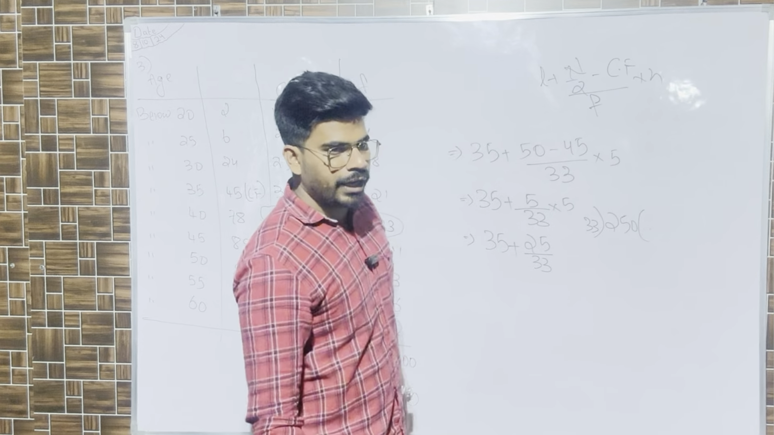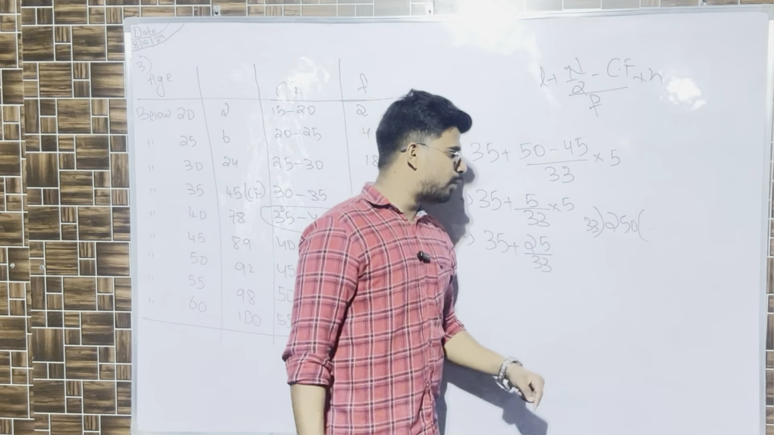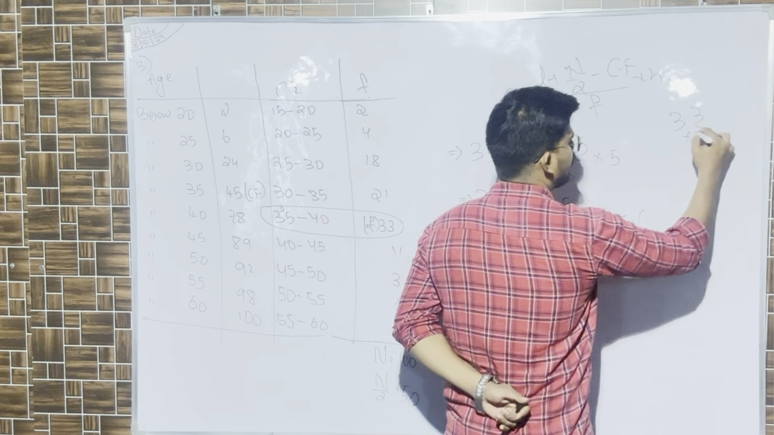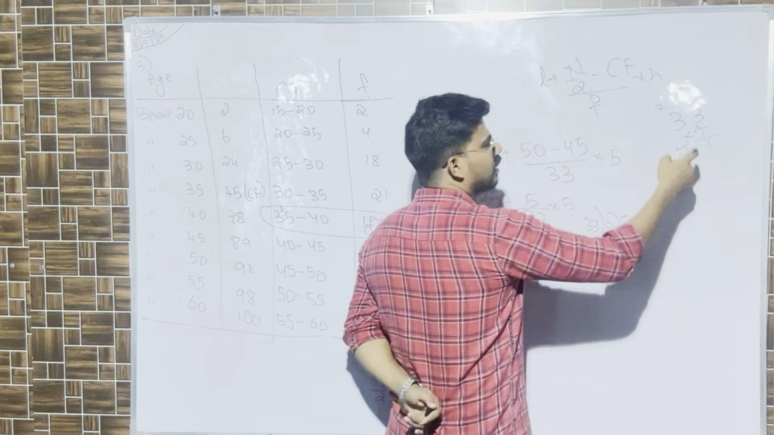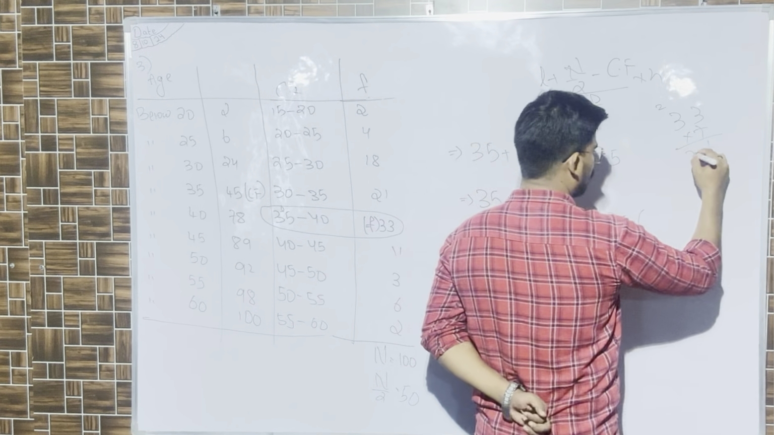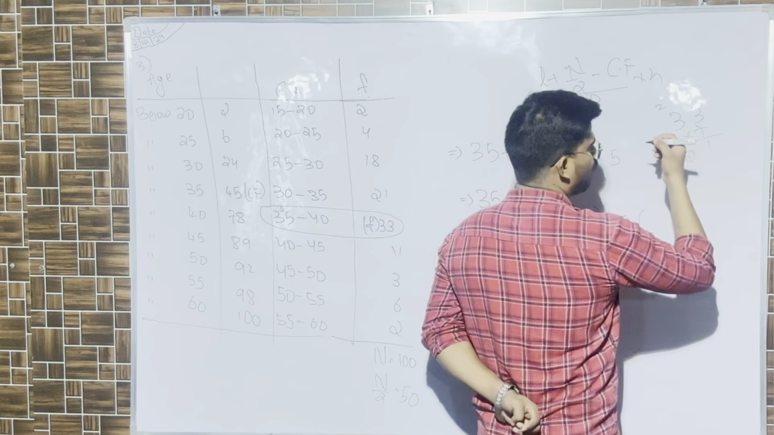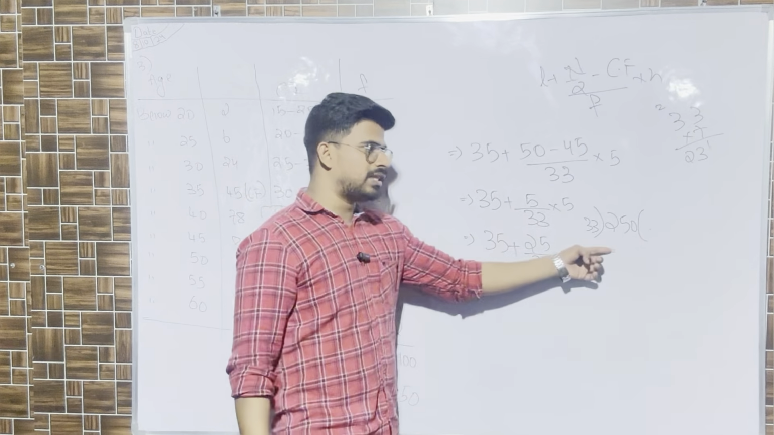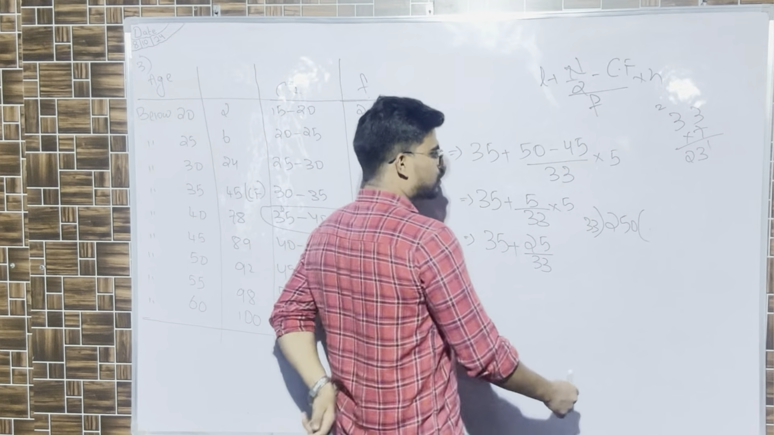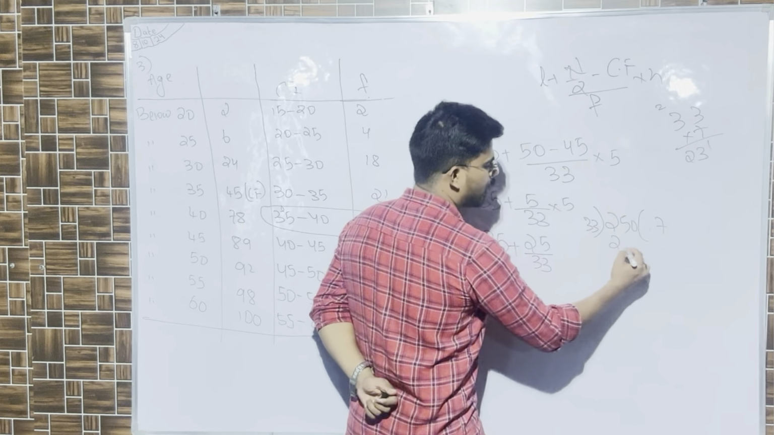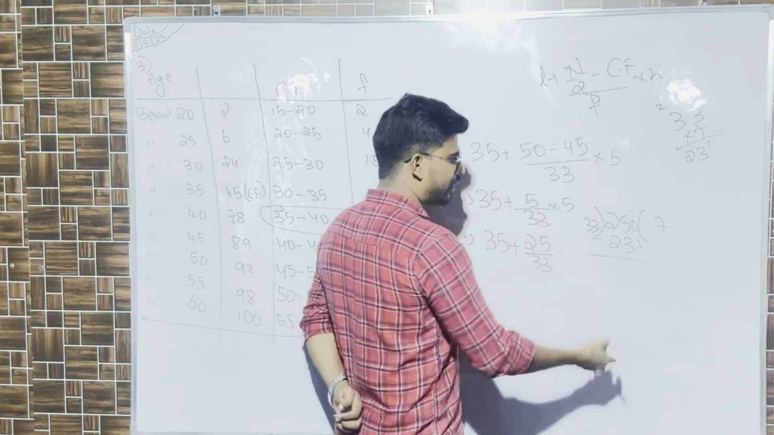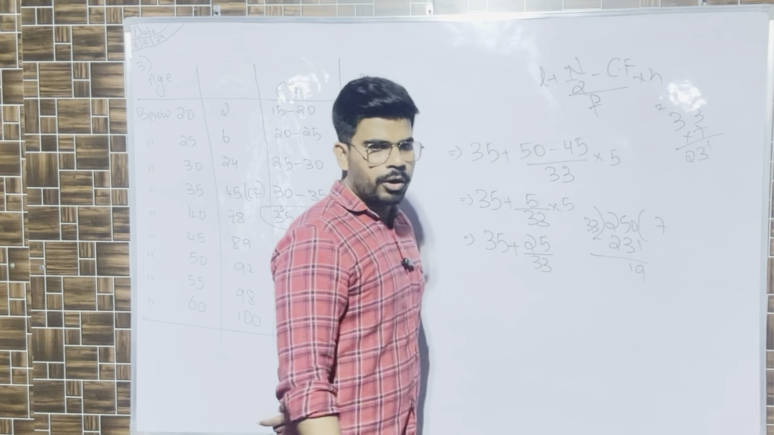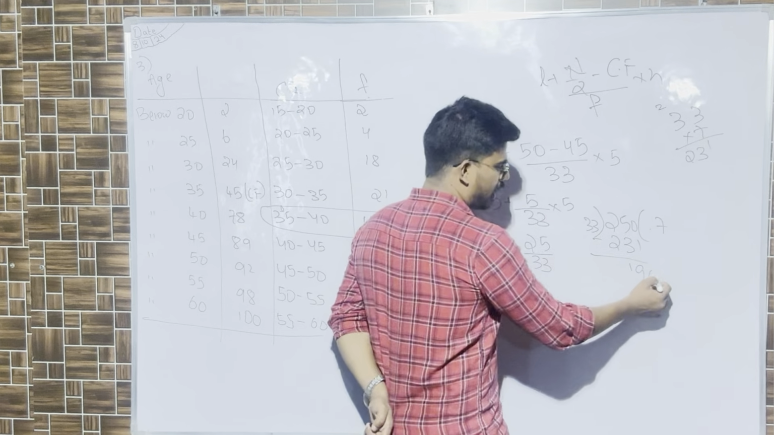So 0 point. 33, 3 eights are 24, but 7 we will take. 33 into 7: 7 threes are 21, 21 plus 2, 231. 231 we can take. If we add 33, it will become 264, which will be more than that. So by 7 we get 231. If we subtract, it will be 19, right? Point is there. We'll take 0 here. 190.